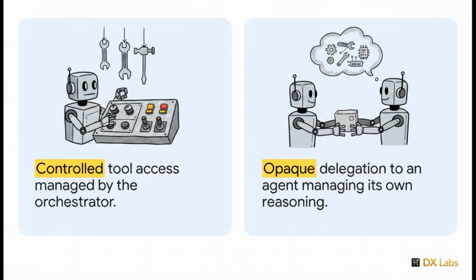Contrast that with A2A's approach, which we call opaque delegation. With A2A, you are literally handing a task over to an independent reasoning engine. The specific tools that external agent uses are totally opaque to you. You just hand off the task and wait for the finalized result.